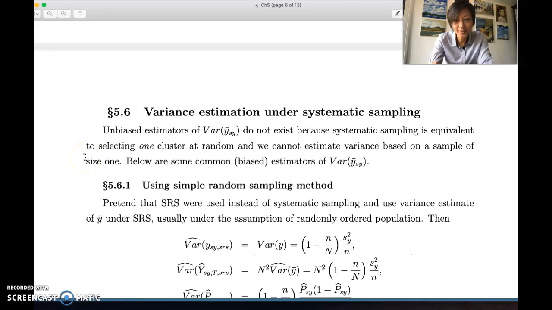Hi, welcome back. I'd like to continue with systematic sampling today. Earlier, we talked about how we estimate the mean under systematic sampling. The mean estimation depends heavily on the distribution of the population itself. So if we have an ordered population, using systematic sampling could improve our estimation, because we try to capture the differences within the sample that we collect.